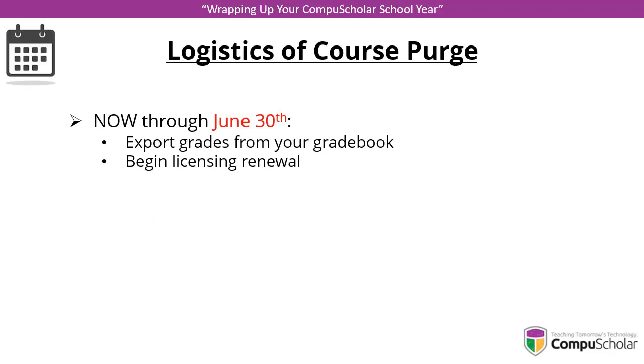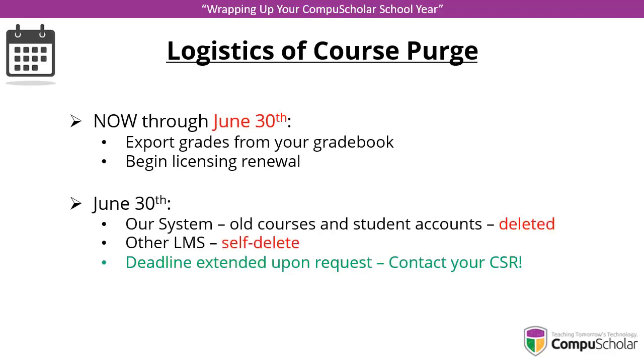So as a public school teacher or a private school teacher, what you should be doing between now and the end of your school year is exporting the grades from your gradebook and starting to think about license renewal. And our purge date is going to be on June 30th each year, so that's kind of the end of the school year. And starting on that June 30th date, we'll begin removing all the old courses and accounts from our system. If you're on your own learning management system like a Canvas or Schoology, we don't have any control over that, so you'll be responsible for deleting your own courses from your own system.